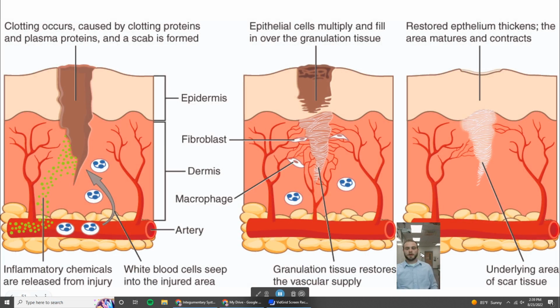So here you can see some of the injury and repair process. The clotting occurs by clotting proteins. We'll go over them, I believe, in our cardiopulmonary unit. But you have these histamines being released, white blood cells traveling to the area, then getting tied up by these fibroblasts, and eventually you'll get the scar tissue. The epithelial tissue will regenerate. Eventually that scar will be able to fade away because this epithelial tissue is repairing itself.